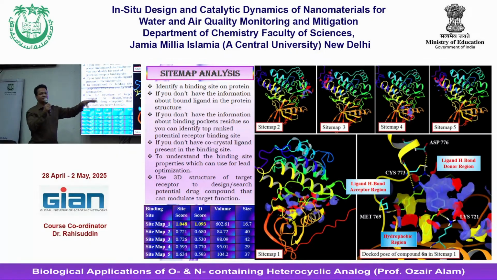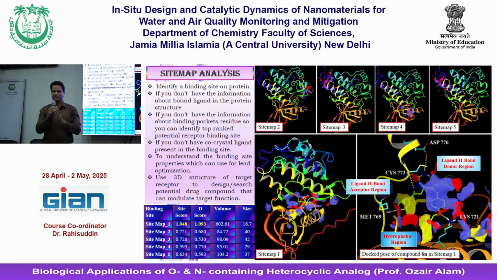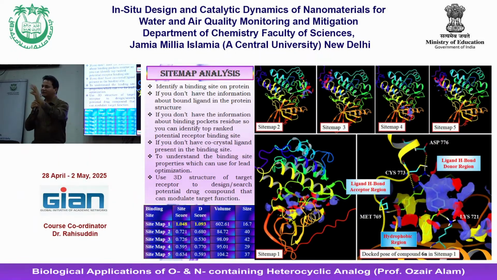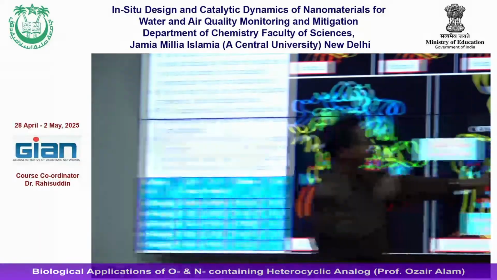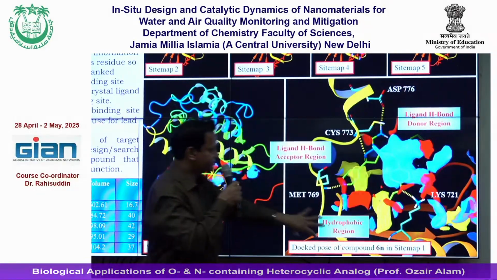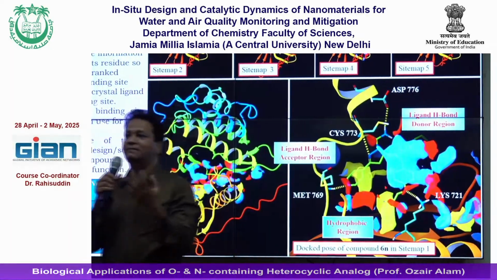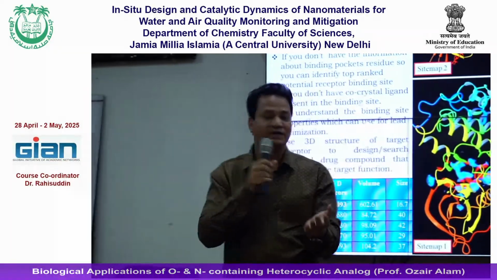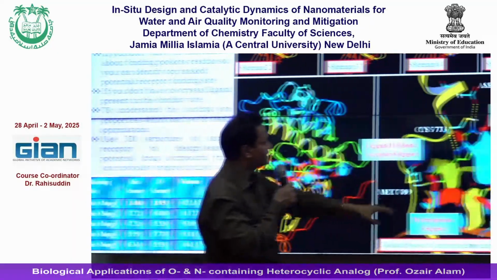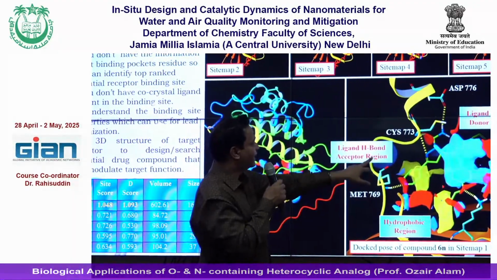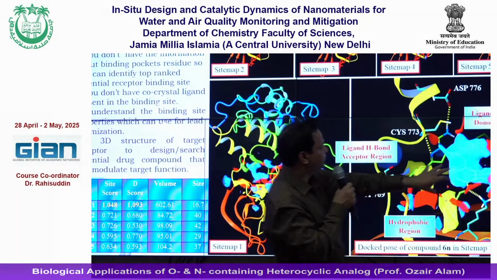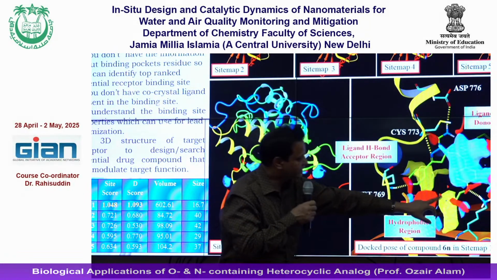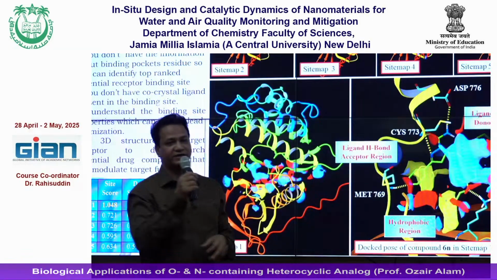Once we have the protein and the ligand is going to bind with it, this is the ligand and this is the whole protein structure. In the protein structure, some parts are called the hydrophobic region, some the ligand hydrogen bond acceptor region. This is the acceptor, and this is the ligand hydrogen bond donor region, the green one. The yellow one is called the hydrophobic region.